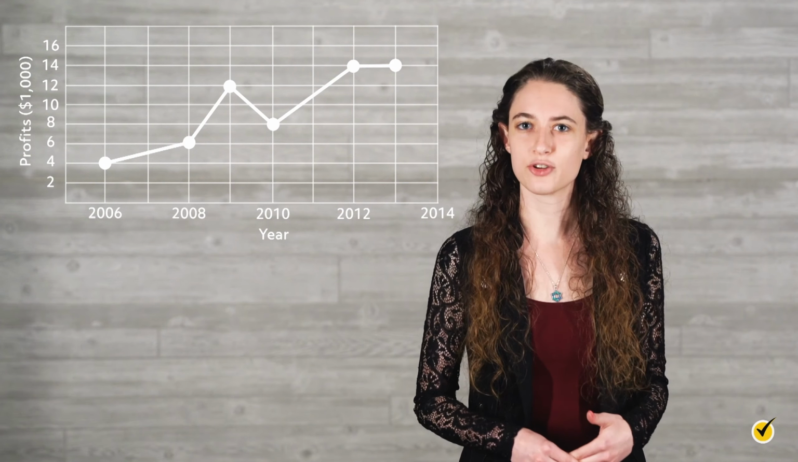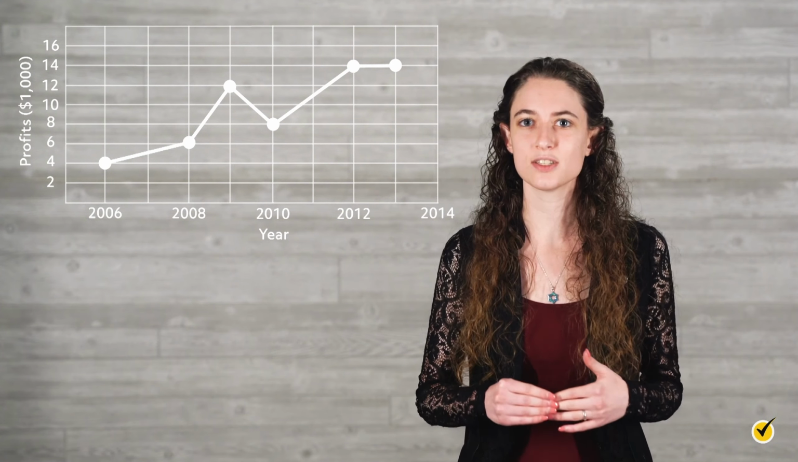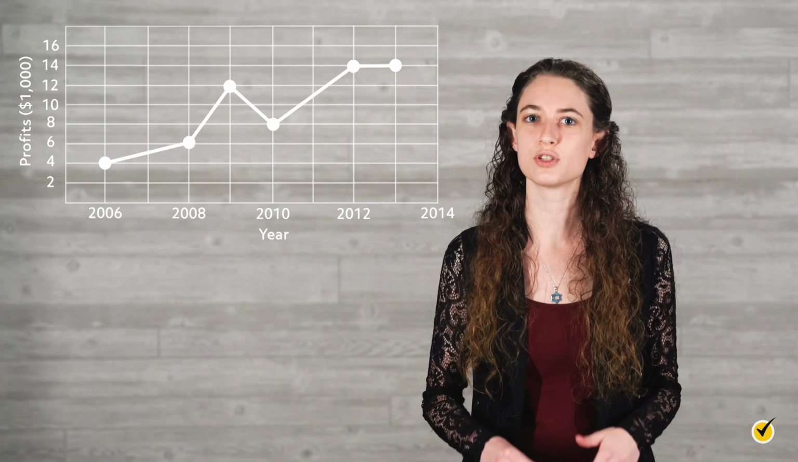When constructing a line graph on a coordinate plane, the x-axis is always used to plot the independent variable, and the y-axis is always used to plot the dependent variable. With line graphs, the independent variable is usually time. In the graph we just looked at, the independent variable is years, which is a measurement of time. The dependent variable is the factor that changes over time. In our example, the dependent variable is the company's profits, which increased and decreased from 2006 to 2013.